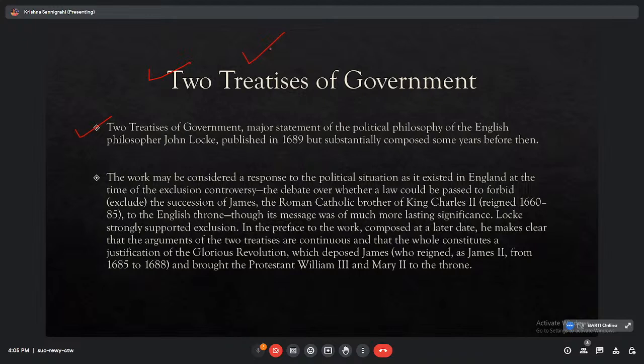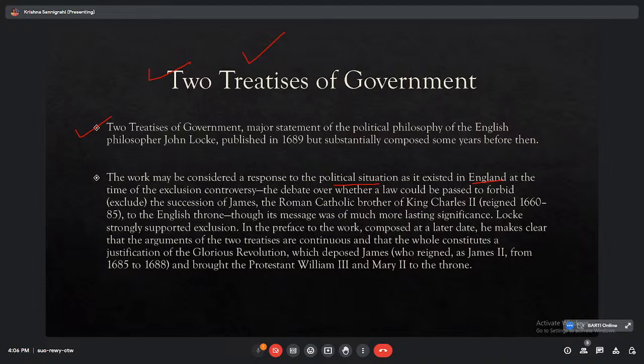So, the work may be considered as a response to the political situation as it existed in England. So, we have to remember that when we are talking about non-fiction, it is about reality. It is about the things which are existing and the situations which are there. So, this work, Two Treatises of Government, is also a response to the political situation as it existed in England during the time of the exclusion controversy.